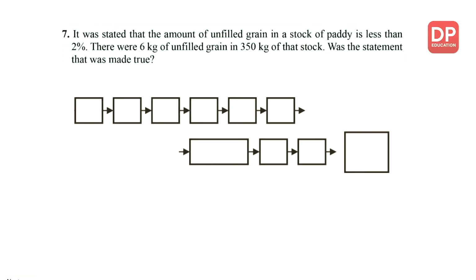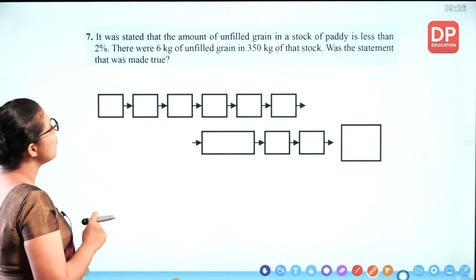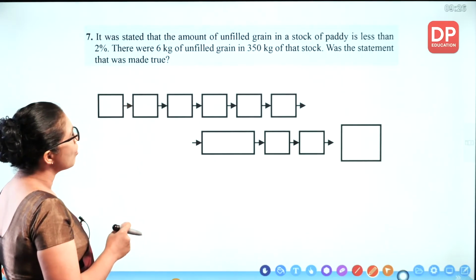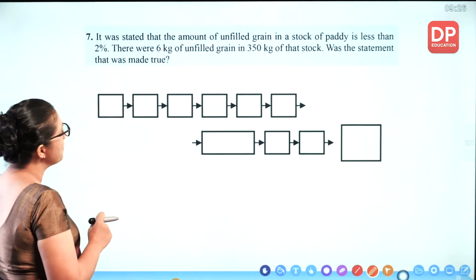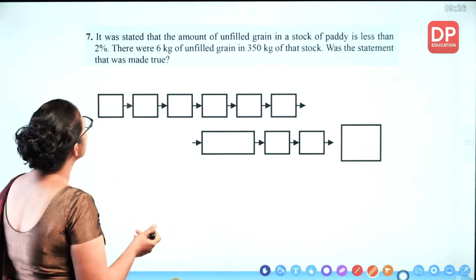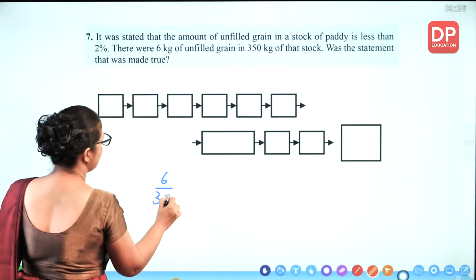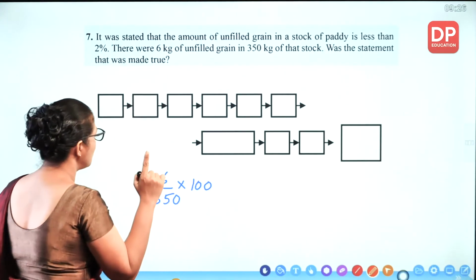Question number 7. It was stated that the amount of unfilled grain in a stock of paddy is less than 2%, where there were 6 kilos of unfilled grain in 350 kilos of that stock. Was the statement that was made true? So we'll find out. 6 out of 350 as a percentage and see whether it's less than 2.